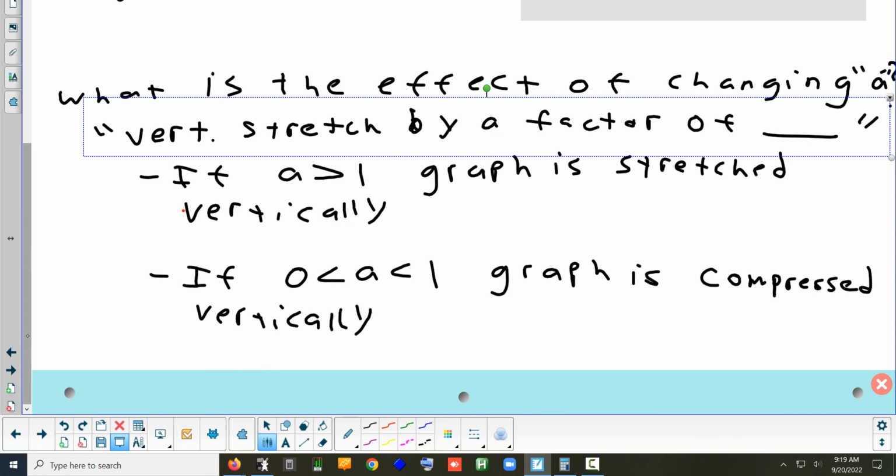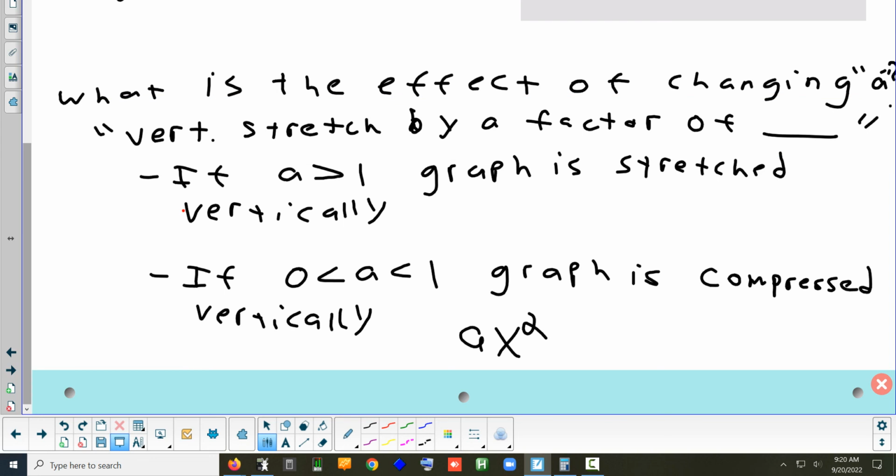Any questions on what changing the number in front of x squared does? Yep. What do you mean, like, how would you say in words 0 is less than A is less than 1? Like, how would that translate to the compression? This means that the value in front of x squared is between 0 and 1, okay. Like 0.4, 0.7, 3/4, something like that.